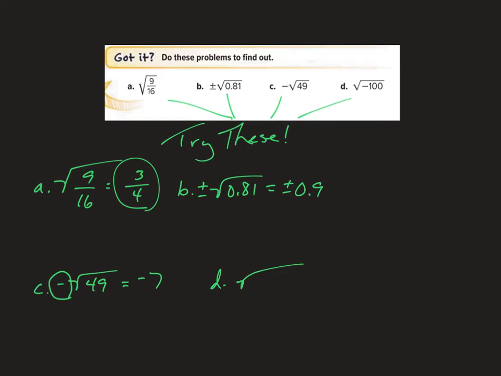I'm being asked to find the square root of negative 100. And the answer to this is there's no real solution because no two identical numbers will give me negative 100. So I could say 10 times negative 10, but 10 and negative 10 are not the same. So therefore, there's no real solution.